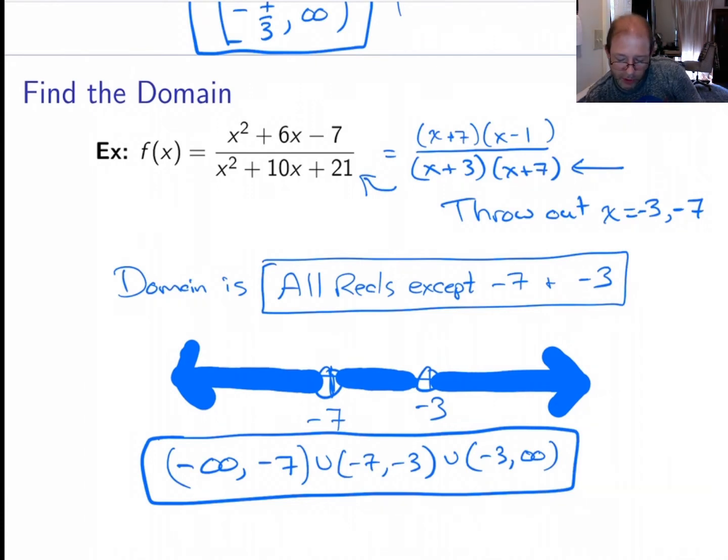Now, it's important that you throw out the negative 7. If you come back up here and look at it, you might say, well, could I cancel these two guys? Well, if you do that, it actually changes what the function is, because this function is defined on everything except negative 7 and negative 3.